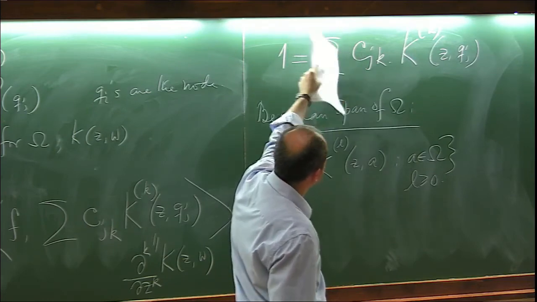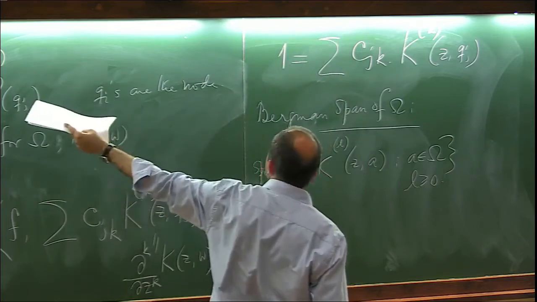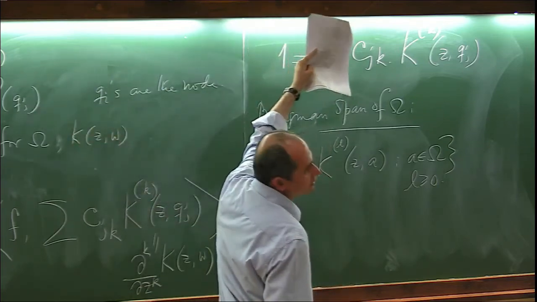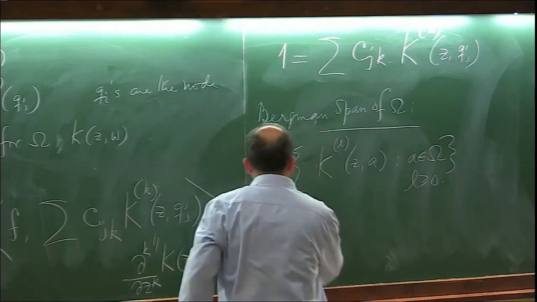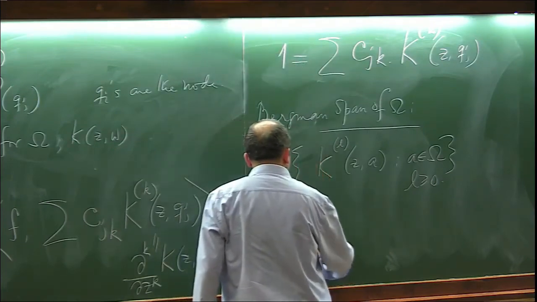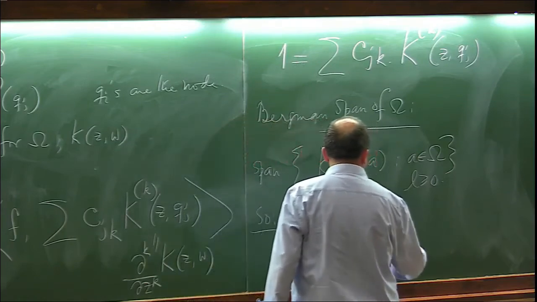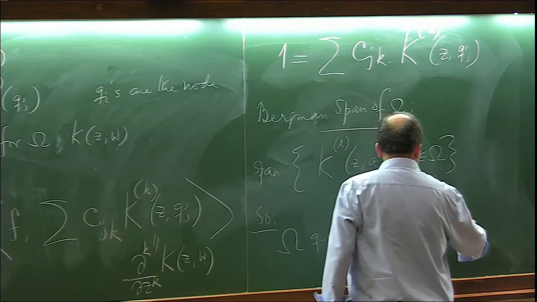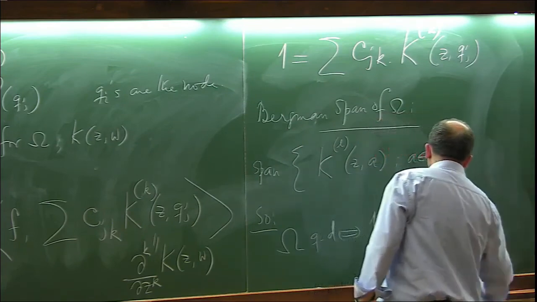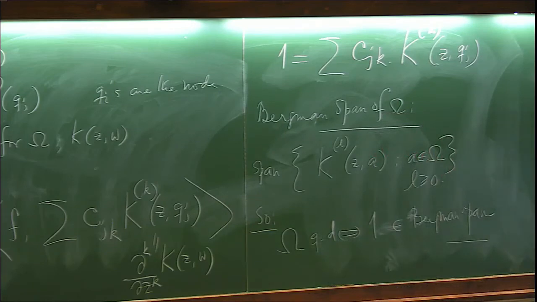And starting with this, you can retrace your steps and conclude that 1 is in the Bergman span if and only if you are a quadrature domain. Omega QD if and only if constant function 1 belongs to the Bergman span. That's the first observation.